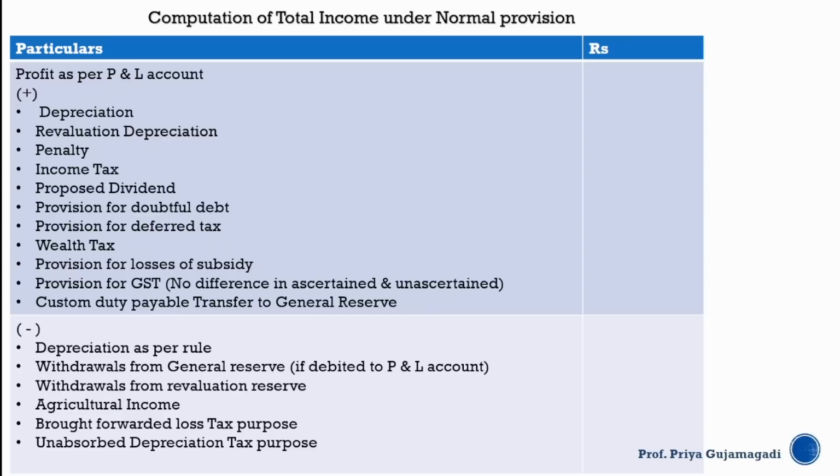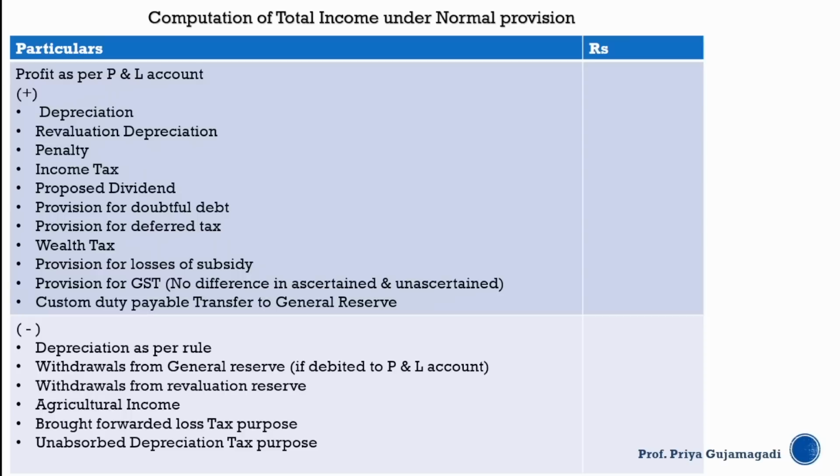So first we'll take profit as per P&L account. There is a similarity in calculation of total income for partnership firm and companies. So the working pattern or the calculations remain the same. First we'll take profit as per P&L account. We will add inadmissible expenses and we will minus admissible expenses which are not debited, and also some of the incomes under other heads and exempted incomes.